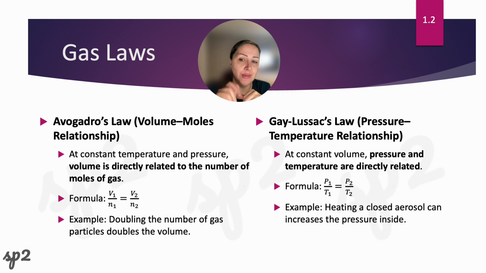Then we have the Gay-Lussac law, which is the pressure-temperature relationship. So in this experiment, for this gas law, your volume is constant and your pressure and your temperature are going to be directly proportional. Again, one goes up, the other one has to go up as well. P1 over T1 equals P2 over T2, right?